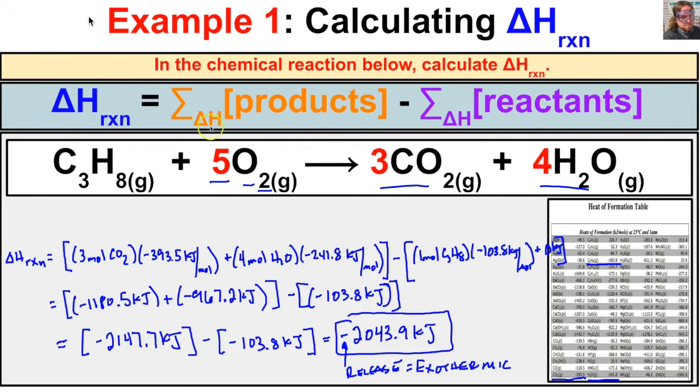But what if we're given a specific amount of one of these substances here? How can we then calculate the heat of the reaction? Well, let's take a look at one final example.